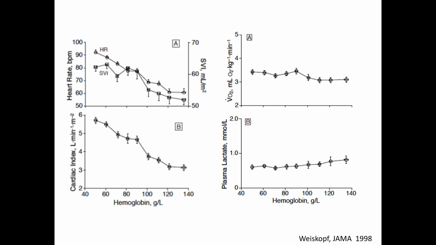On the top right, you'll see the oxygen consumption curve, which does not change as patients become anemic, and neither does the change in the lactate. And this is primarily because the body is designed to increase oxygen extraction, and so as patients become quite anemic, they can maintain good tissue oxygenation without lactic acidosis.